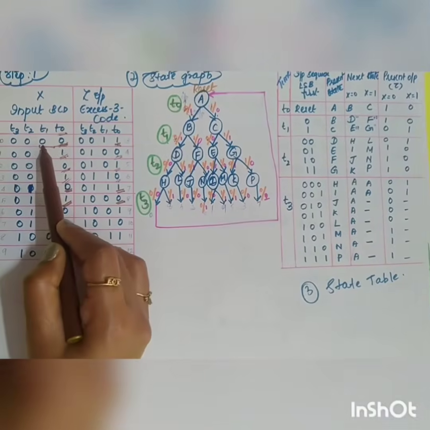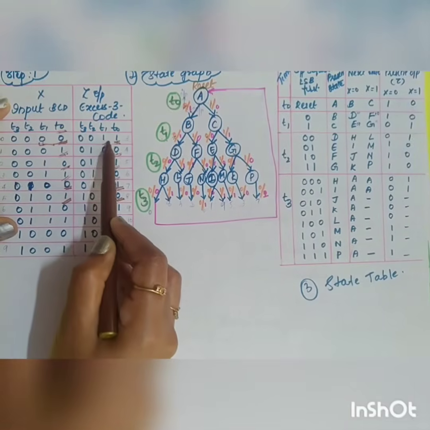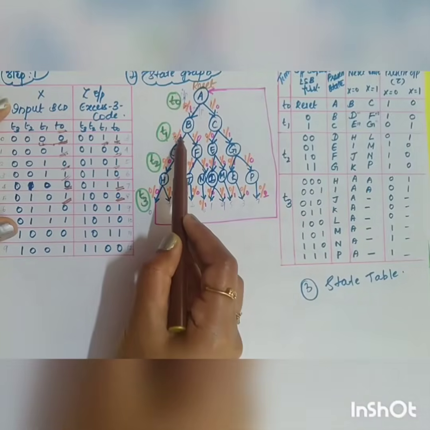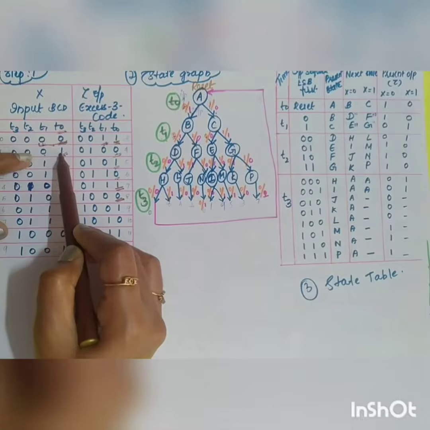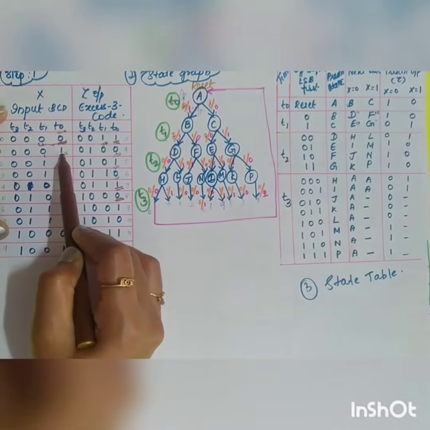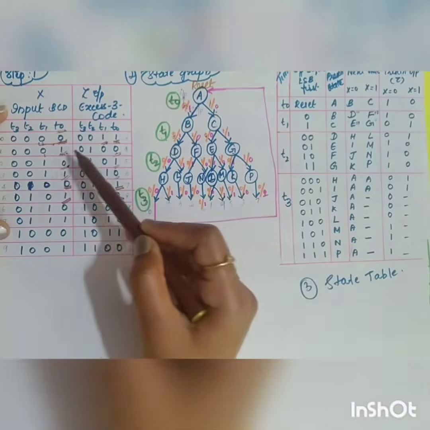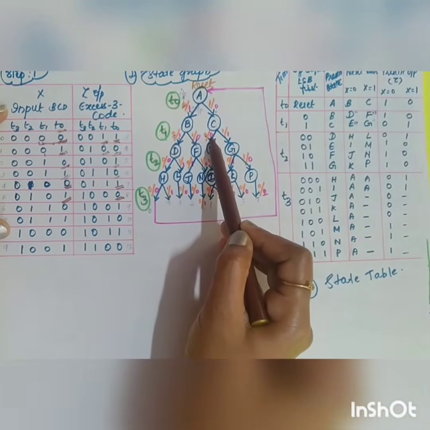So 0, 0: when the input is equal to 0, what is your output at T1? You see here the output is equal to 1. That's the reason why you have output equal to 1. When T1 is 0, 1, so it is 0, 1, what is your output? Output is equal to 0. So you have written output is equal to 0.